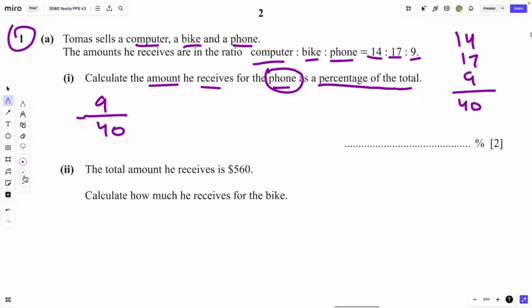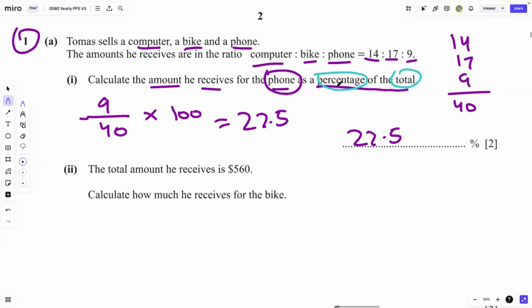Now we are supposed to give it as a percentage of the total, so the answer should be in percentage. What's the total percentage that we normally use? That's 100. That's why we are going to multiply it by 100. It's 9 upon 40 times 100, which gives us exactly 22.5%. That's your answer for question one, part a, part 1. Because percentage is mentioned, that's why we are using 100.